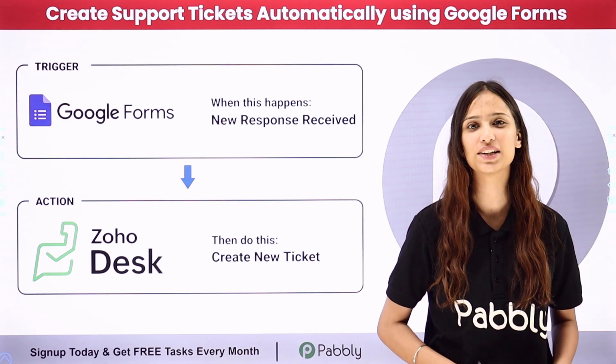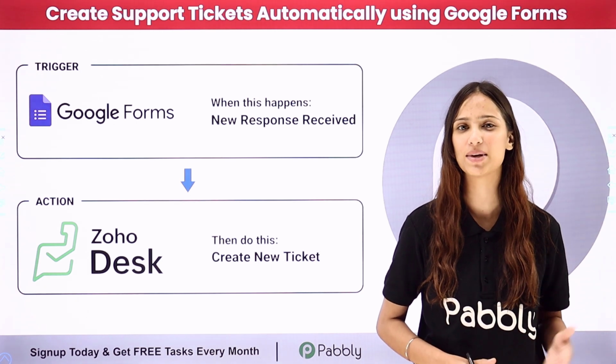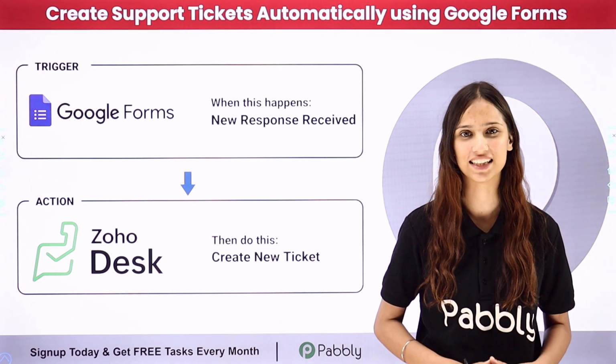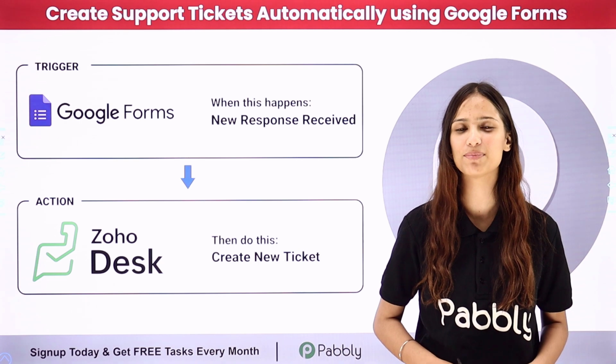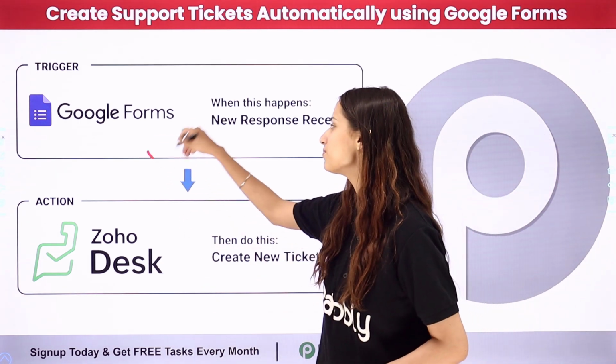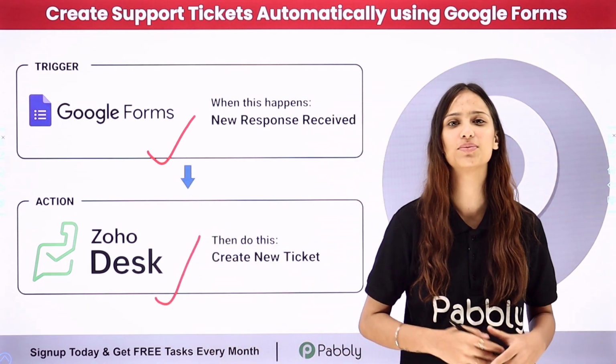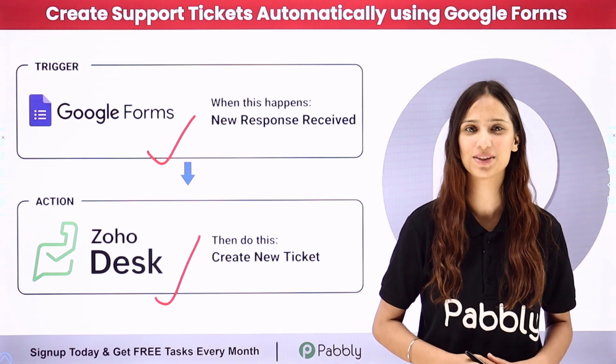To do this, I need to set up a connection between these applications, for which I'm going to use this amazing automation software, that is Pabbly Connect. Pabbly Connect uses the concept of trigger and action. So my trigger application will be Google Forms and my action application will be Zoho Desk. If you want to learn more about this, make sure to follow me through the screen.